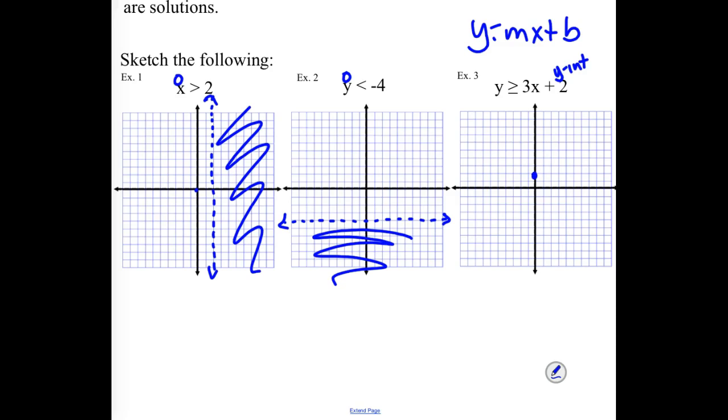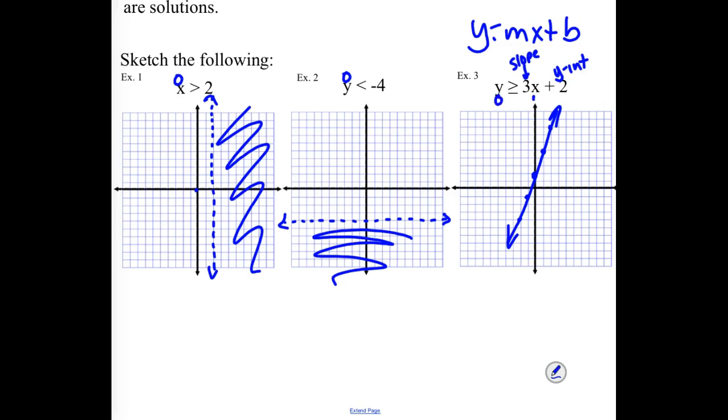And what does the 3 tell us? That's the slope. So we are going to rise 3 and run 1. We can also go down 3 and back 1 if we need more points. Okay? Solid or dotted? This time it is a solid line. Does the line go through the origin? No. So we should be able to use the origin as our test point.